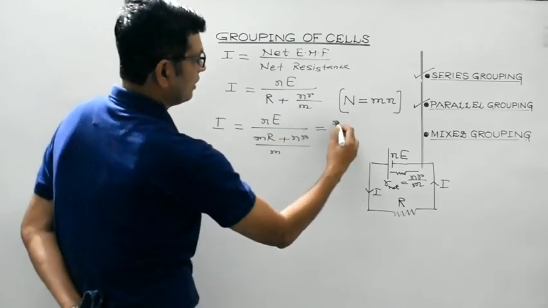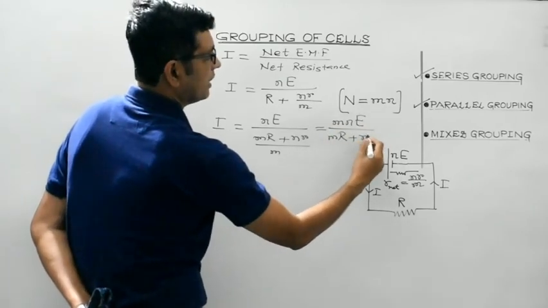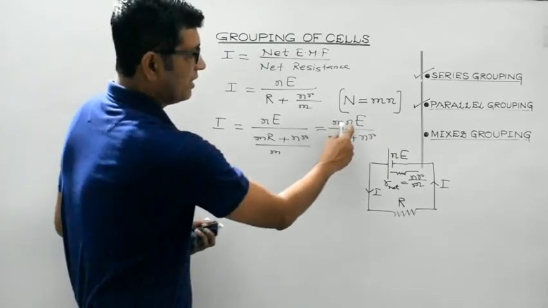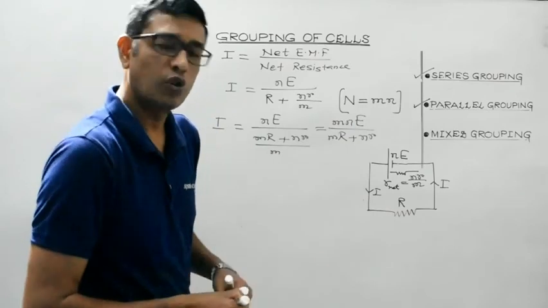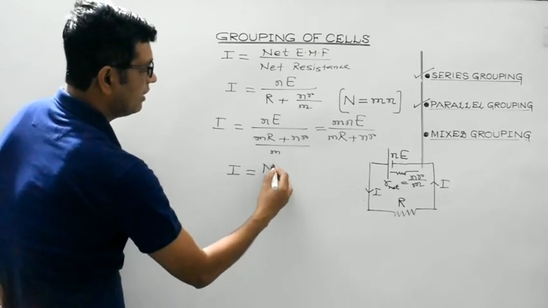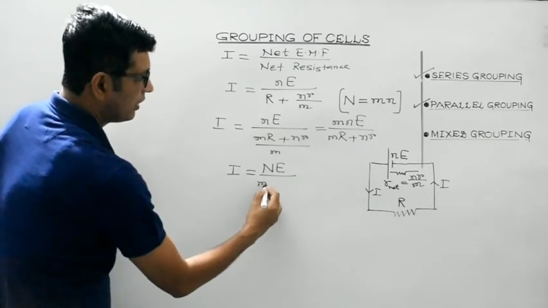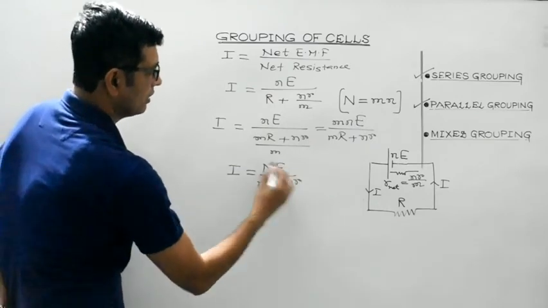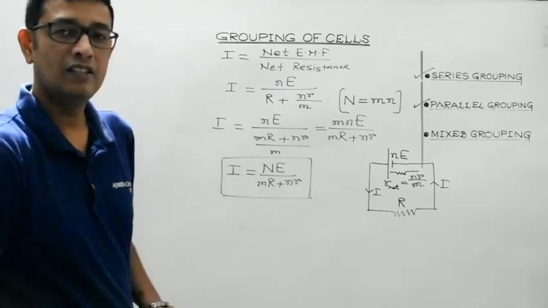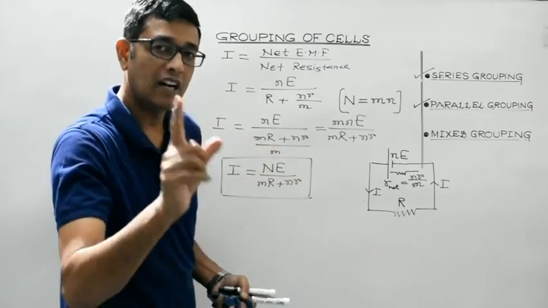So what we get is MNE divided by MR plus N into small r. Clear, students? So now what to do is, Mn, as I have told you, will give us the total number of cells in the mixed grouping. So we get N times capital E, where capital N is the total number of cells in the mixed grouping, divided by Mr plus Nr. So this is the expression for the current which is flowing through the circuit involving mixed grouping of identical cells.